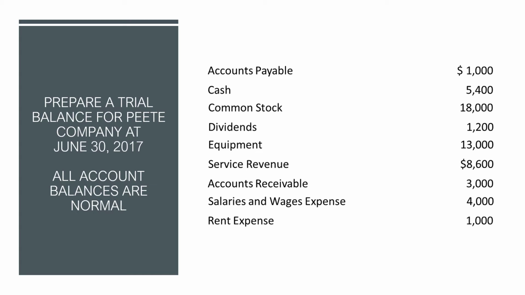Well, what does it mean to be normal? Well, a normal account balance for an asset, that means it's a debit. A normal account balance for a liability is a credit, and so is equity a credit for a normal balance. Revenue is also a credit balance, and expenses are normally a debit balance. Keep those things in mind.